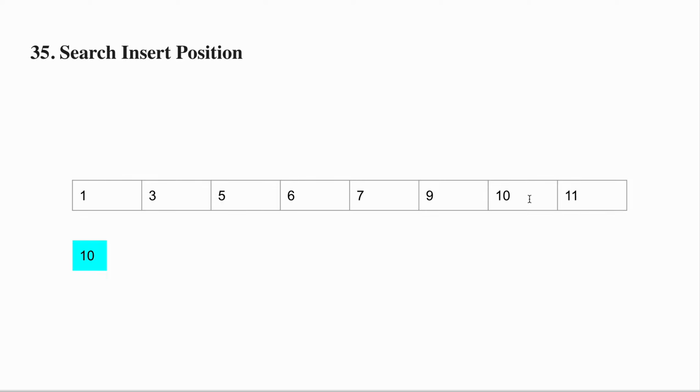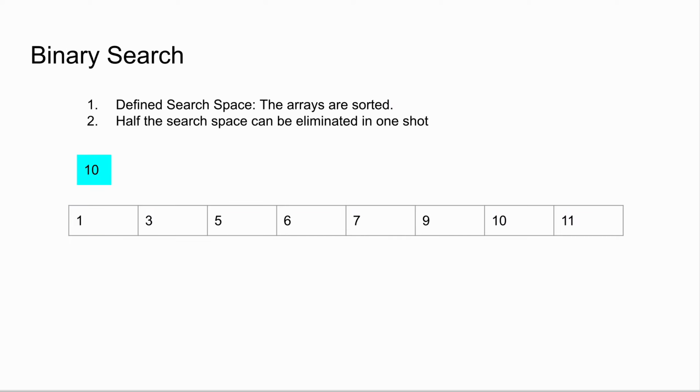Okay, so what is the first idea that comes to your mind? Suppose this is the array and you have to find 10. We can do a linear search, that is, we check 1, it's not equal to 10, 3 not equal to 10, 5, and similarly we go on until 10, and if we have found the element, we will return the index. Okay, so what is the ideal way to approach this problem?